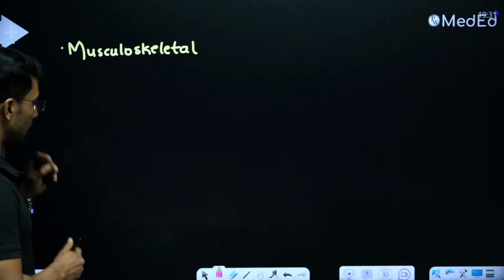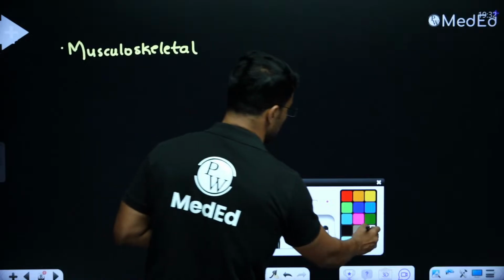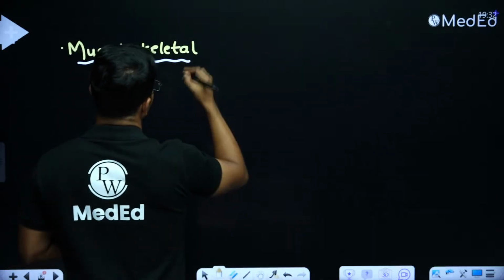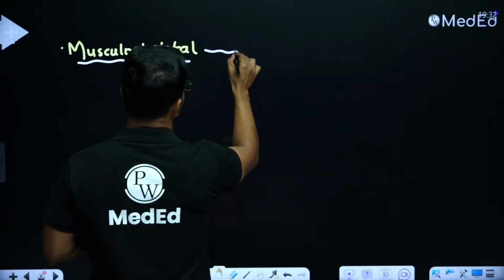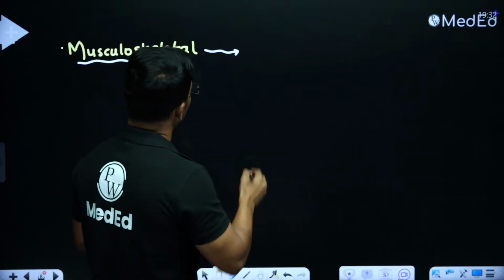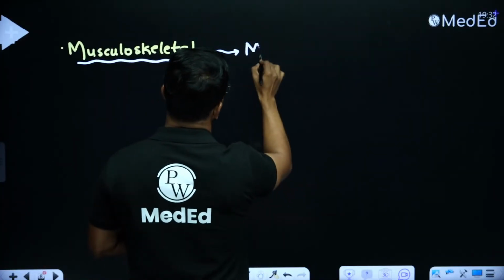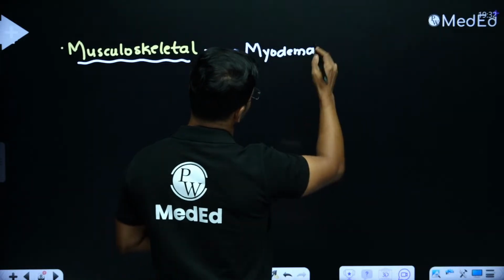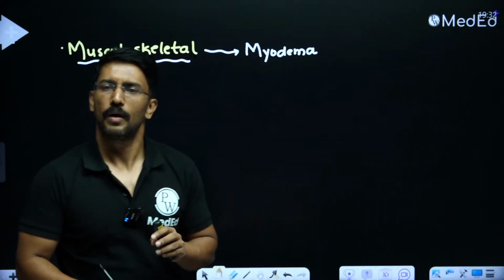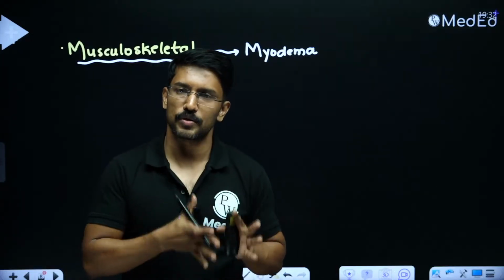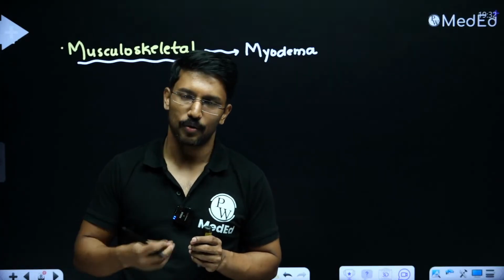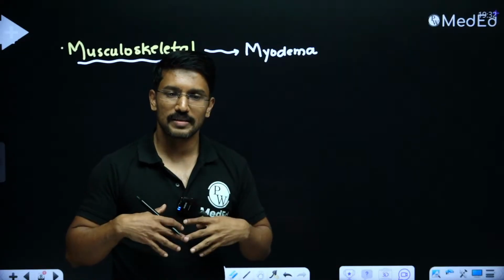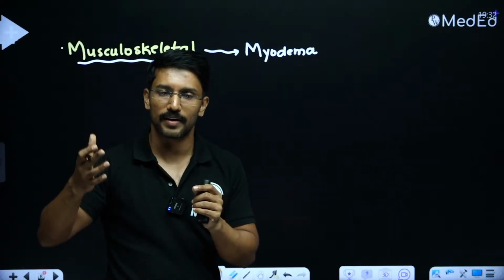Okay. Can hypothyroidism affect the musculoskeletal system? Yes. It can affect the musculoskeletal system as well. Here hypothyroidism can lead to what we call myoedema. What do I mean by myoedema? Edema of the muscle. There are multiple mechanisms, and one of the important mechanisms is again deposition of mucopolysaccharides, hyaluronic acid and glycosaminoglycans. And since the muscles are edematous, they can lead to various manifestations.